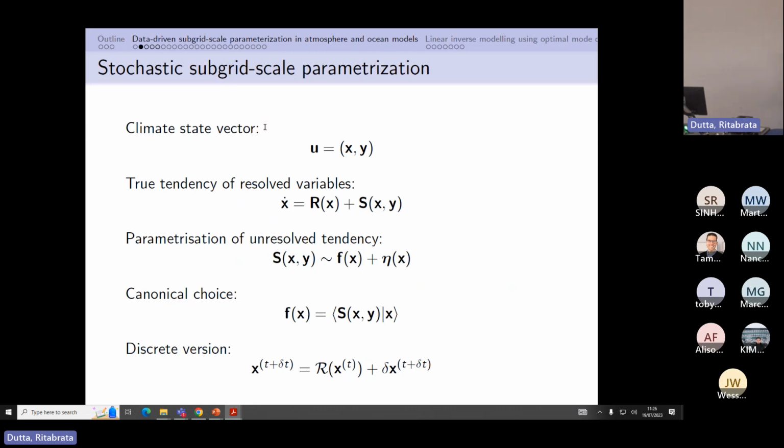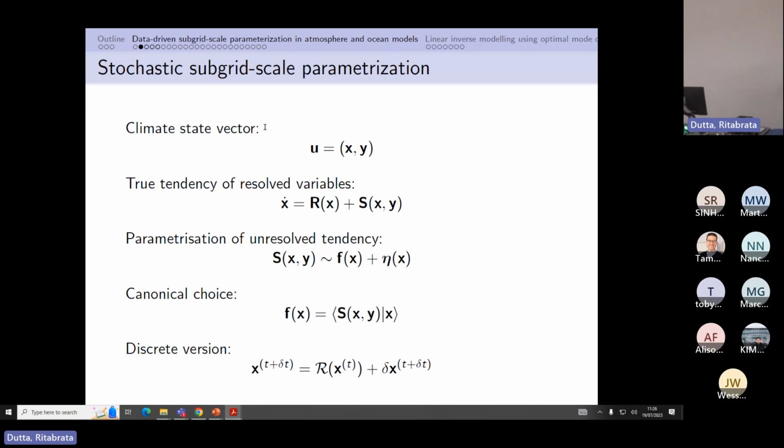Then from the dynamical core, from the physics-based model, we have the true tendency of the resolved scales. X dot is a function R of X. That's the interactions among the X variables. That's what we know, it's known. Then we have a term plus S, which depends on X and Y, on both resolved and unresolved stuff. And now the goal is to neglect this S or to replace this S with data-driven parameterization.